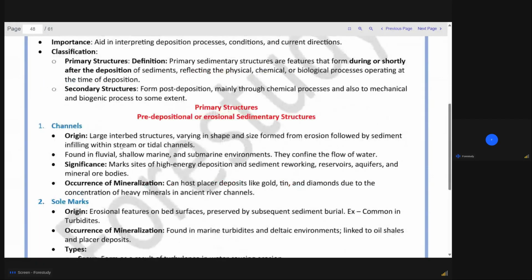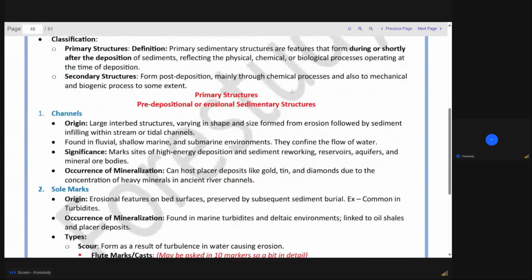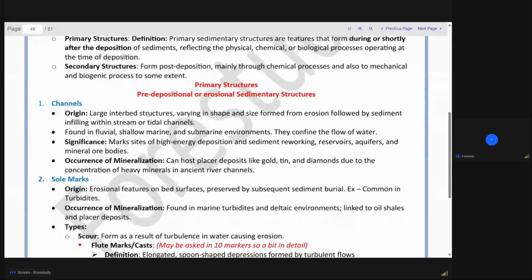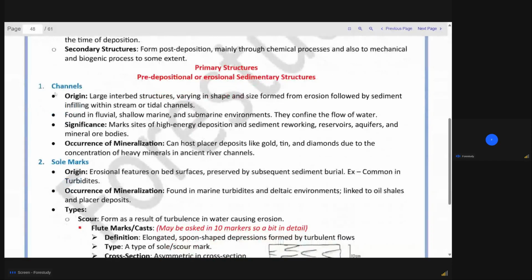So primary structures we will take first. So pre-depositional or erosional sedimentary structures. Okay, remember pre-depositional or erosional sedimentary structures are called primary structures. So say we have first is channel. Channel means the river channel. Okay, river channel, it can be a marine or underwater channel also. Okay, so let's stick to the theory of river channel only for understanding.